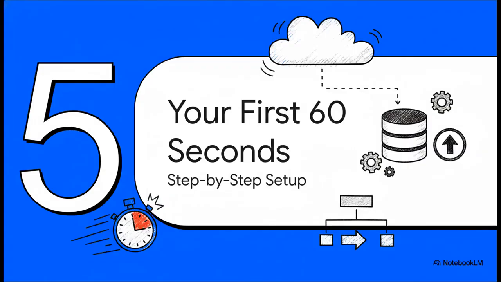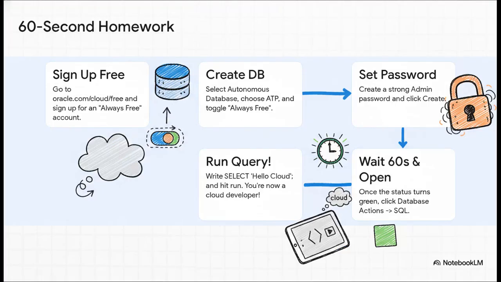So, we've talked about the why and the what. Now for the really important part, how you can get your hands on this and try it all for yourself, right now. Here it is, your homework, and I promise it'll only take about a minute. You just sign up for an always free account, create a new autonomous database, make sure you pick ATP, and flip that always free switch. Give it a strong password and hit create. And that's it. In about 60 seconds, you'll see a little green light, and you can launch Database Actions and run your very first query.